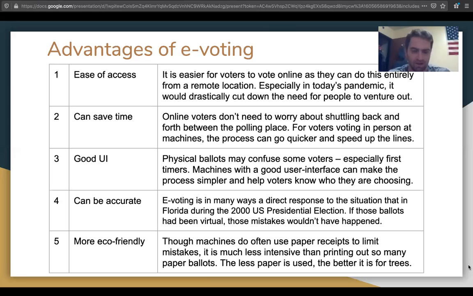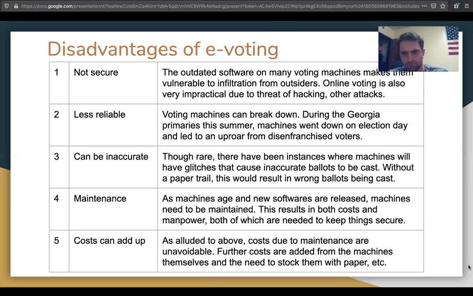And the fifth one is more eco-friendly. Though machines do use paper receipts to limit these mistakes that could happen, it is much less intensive than printing out many paper ballots. This way you save trees, it's better for the environment, and a good environment is a good country, and a good country is a healthy world. A lot of good positives there.